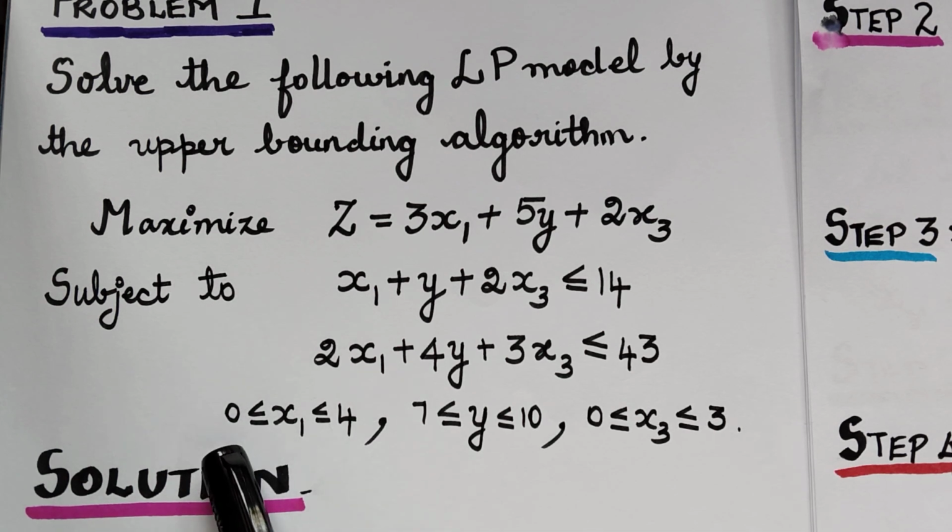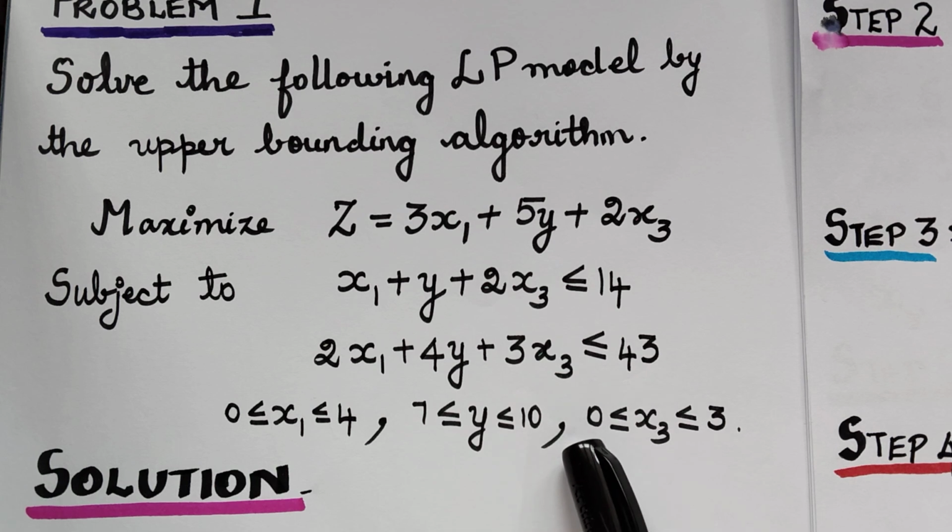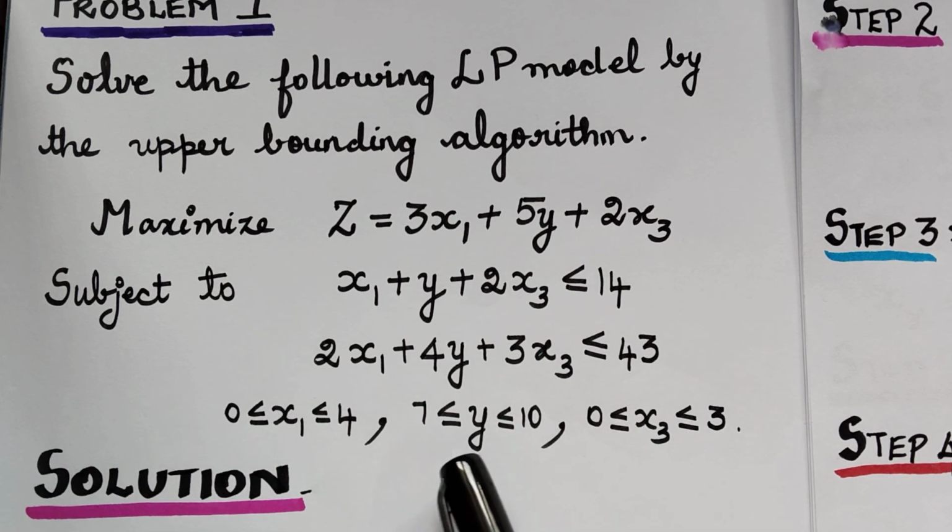So we have to check for the lower bound. Here the lower bound is 0, so we need not make any substitution. And here also for x3 the lower bound is 0, so we need not make any substitution. But if you see here, the lower bound of the variable y is 7. So we need to make a substitution now.